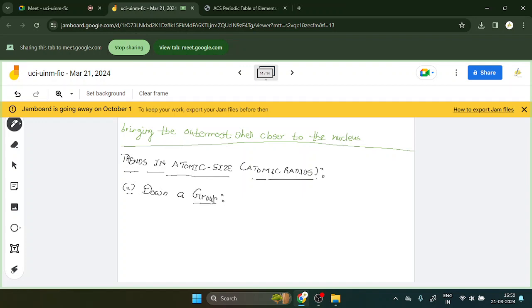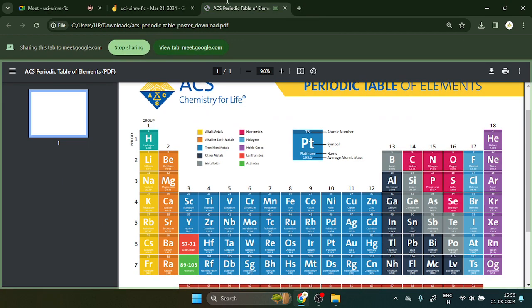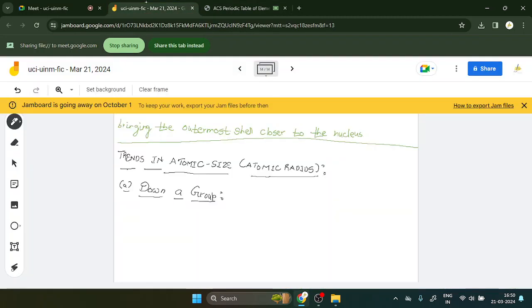So when we go down the group, just look at this table. What happens? The number of shells increases, right? Hydrogen has only one shell. Lithium has two, K and L. Then we have K, L, M, then K, L, M, N. So the number of shells is going to increase. This means the atomic radius increases. Yes, the atomic radius will increase when we go down the group.